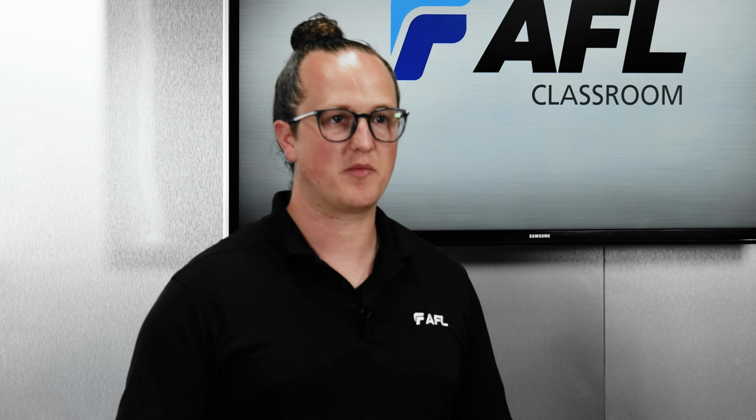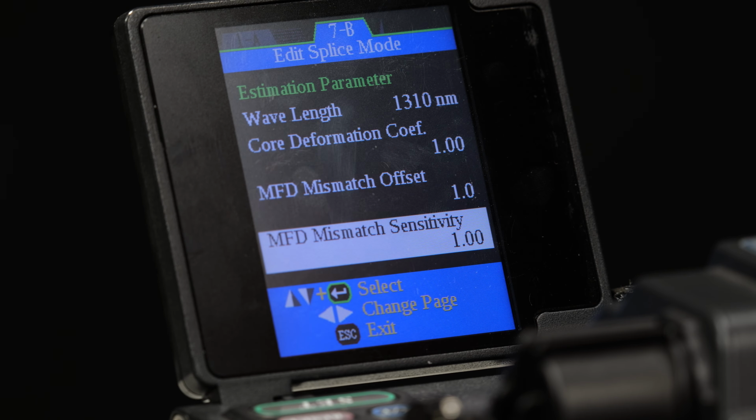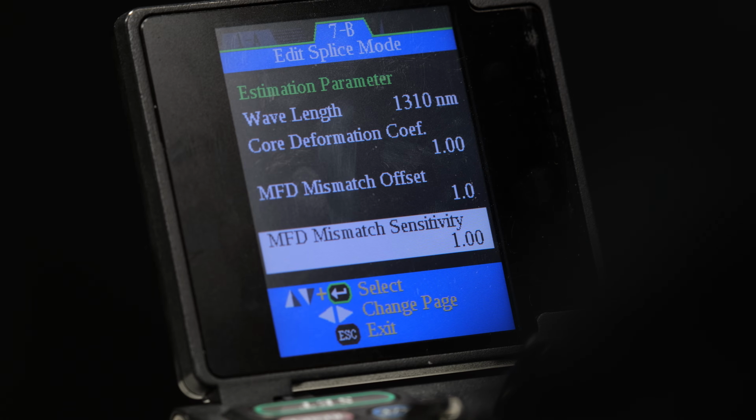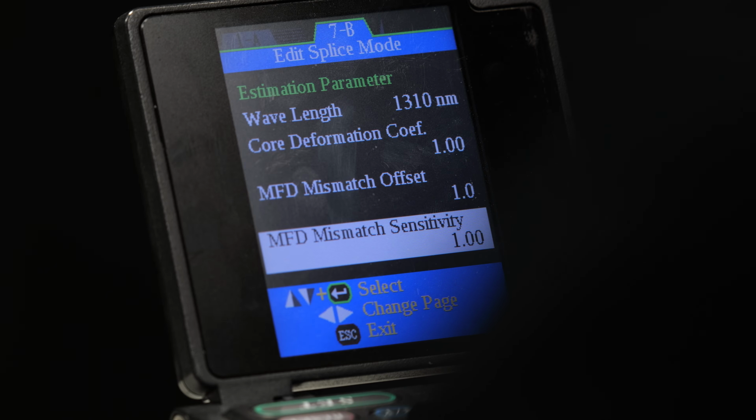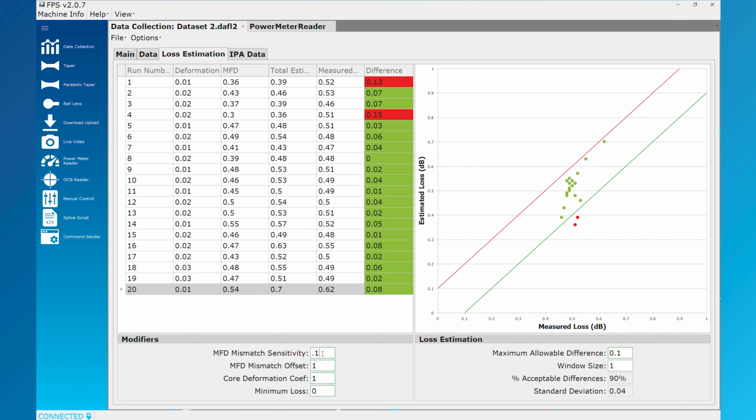So after getting the splice mode parameters tuned in the best I can, I'll open the loss estimation tab to begin optimizing the estimation parameters to most closely match my measured loss values. To do this, I'll load in the data that was collected during the optimization process and begin adjusting the modifiers until the estimated loss values and the measured loss values most closely overlap. During the estimation tuning process, it's important to include both the high loss and the low loss splices to capture the best possible statistical significance for the dataset. This ensures your estimation truly captures the splice's performance.